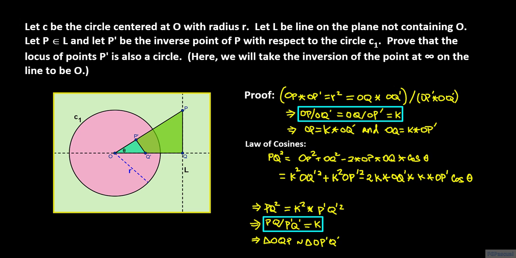We know that corresponding angles between similar triangles are congruent. Angle OP'Q' corresponds to angle OQP, which is a right angle. Therefore, angle OP'Q' must be a right angle. Therefore, the hypotenuse OQ' is the fixed diameter of the circle, which is the locus of the points P'.